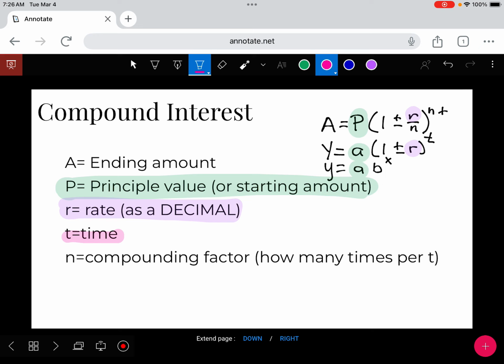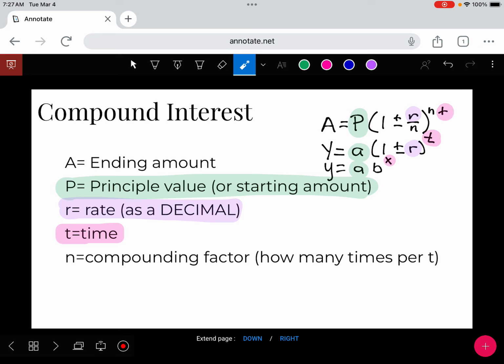T is our time and it's our exponent. We've had that before. The only piece that is really different is they put A, like a capital A, as the ending amount. You can 100% put it as a Y, totally fine. It's just our formula has an A in it up here. It's just the ending amount, the amount in the bank account.